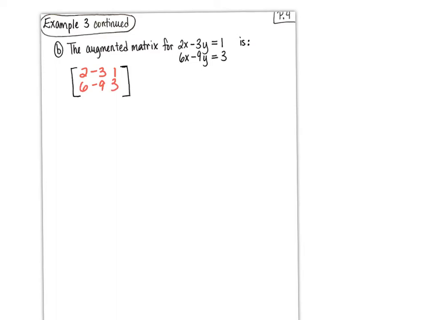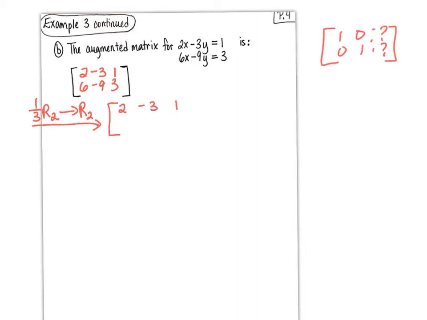Yes? I was wondering, could you factor out 3? Okay, let's start there. So you're saying multiply row 2 by 1/3 to get a new row 2. So, does row 1 change? No, it does not. So you have 2, -3, 1. What's your question? 3, 2, because 6 divided by 3 is 2. So you get 2, -3, and 1. Okay, now what are we going to do?